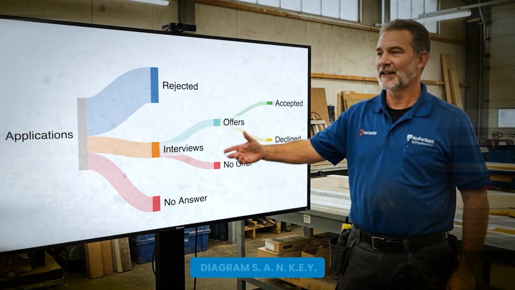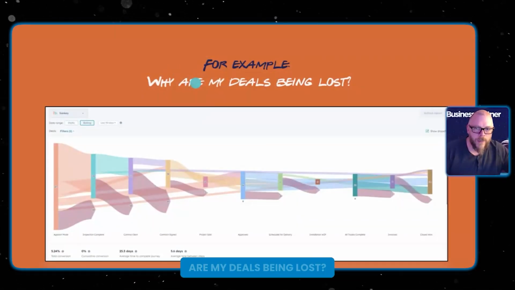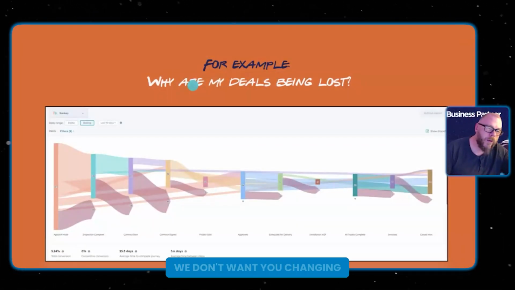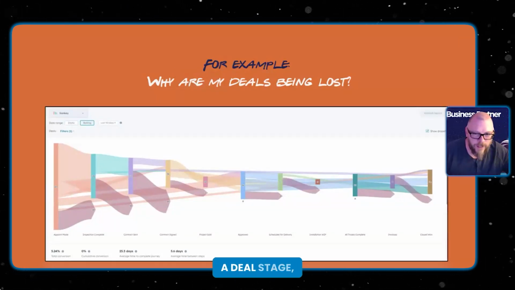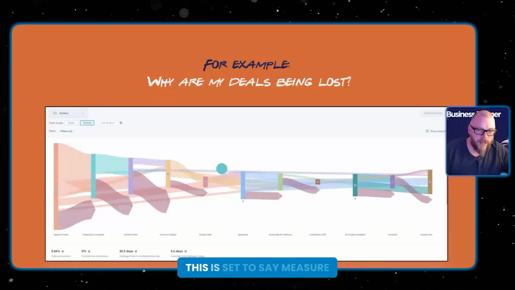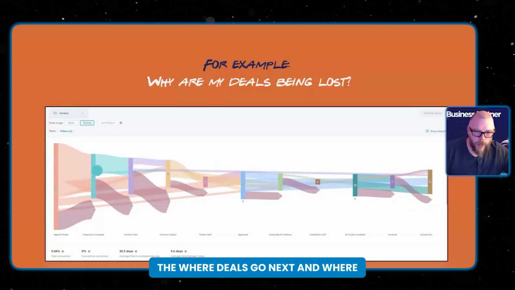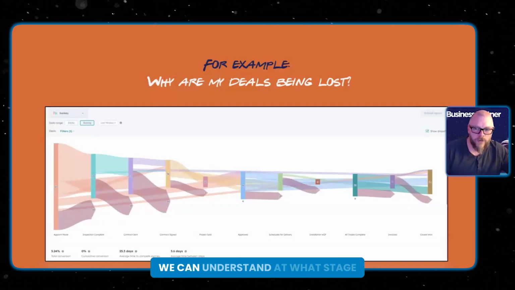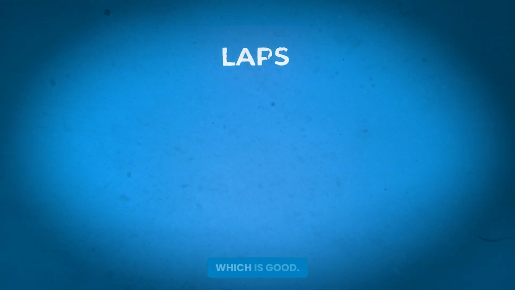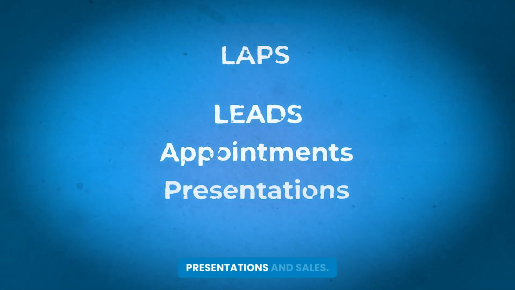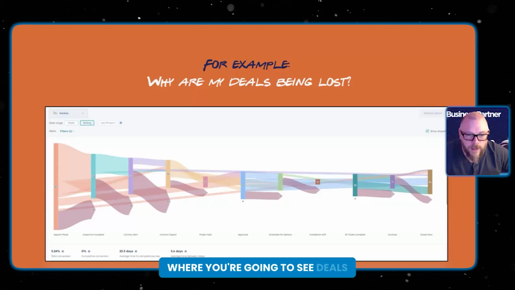So this is called a Sankey diagram, Sankey. And it's a diagram for where are my deals being lost? This is a big reason why we don't want you changing your deal stages, because if we set this report up and then you change a deal stage, it's not going to report properly. This is set to measure where deals go next and where deals get stuck, so that we can understand at what stage of our business we are losing deals. Because a lot of people just think in terms of LAPS, which is good. LAPS is leads, appointments, presentations, and sales. But there are more stages, especially in insurance, where you're going to see deals get lost.